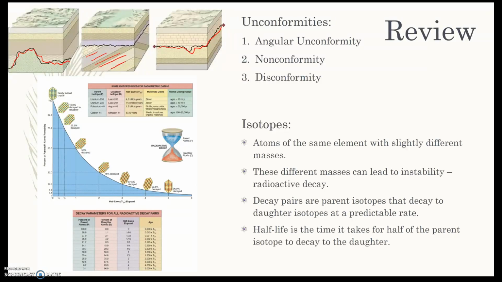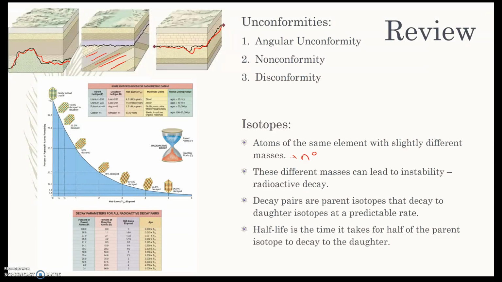So a small chem review. Isotopes are atoms of the same element with slightly different masses, and this is because of their neutrons. These different masses can lead to instability, specifically in the nuclei, and that leads to radioactive decay. We identified decay pairs, that are parent isotopes, which decay into daughter isotopes, and they happen at a predictable rate. We called this rate the half-life, which is the time it takes for half of the parent isotope to decay to the daughter isotope.